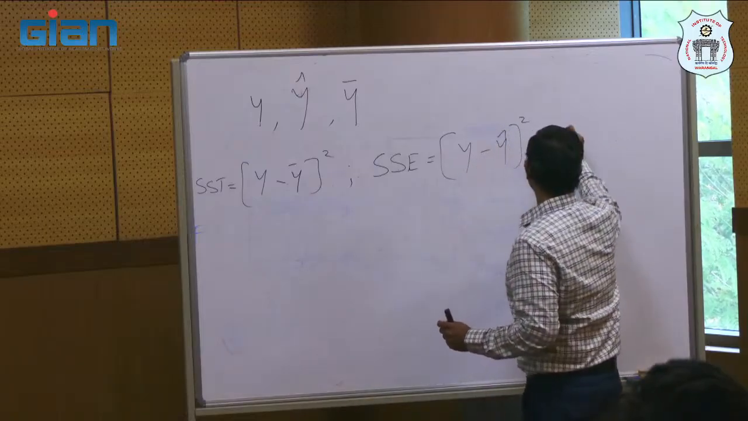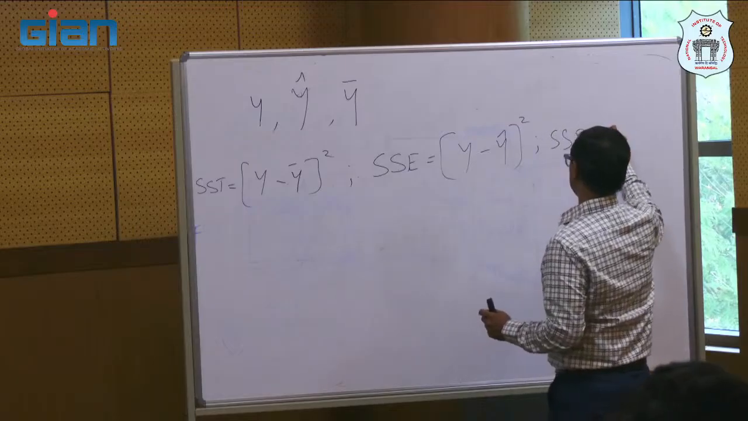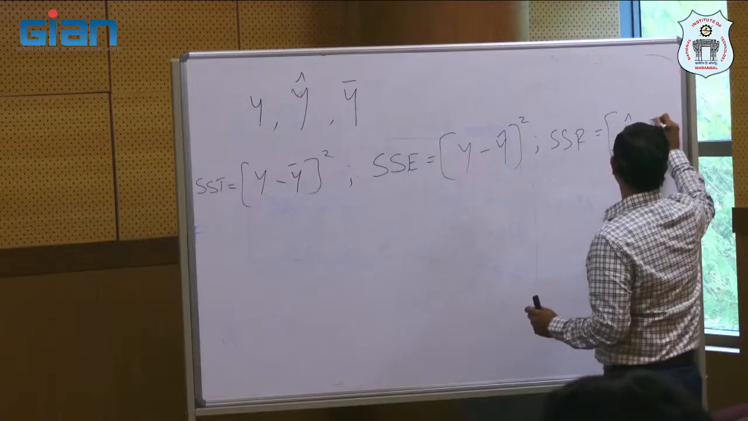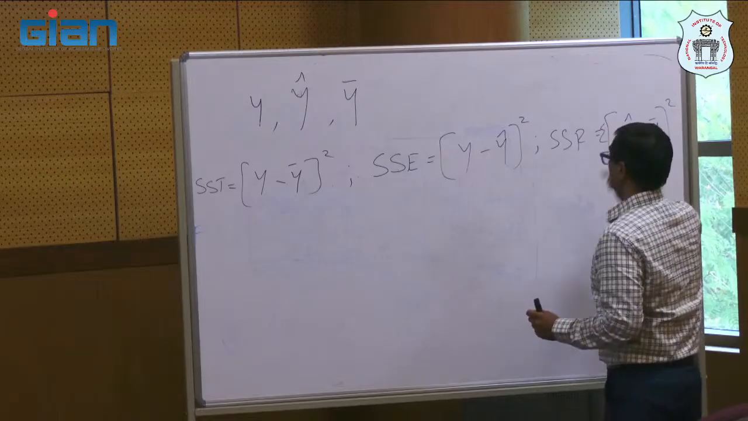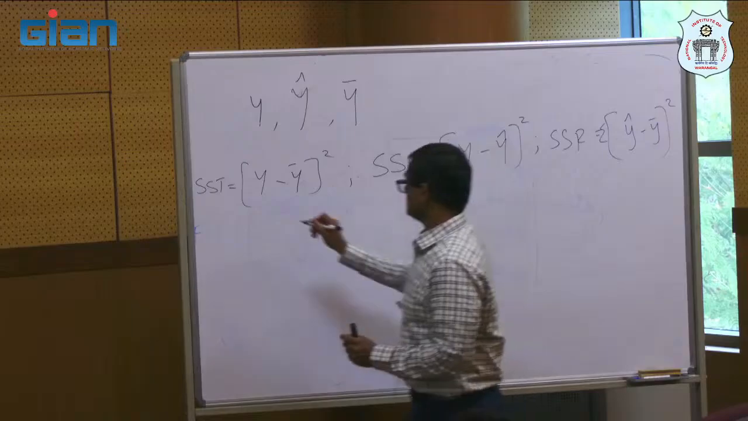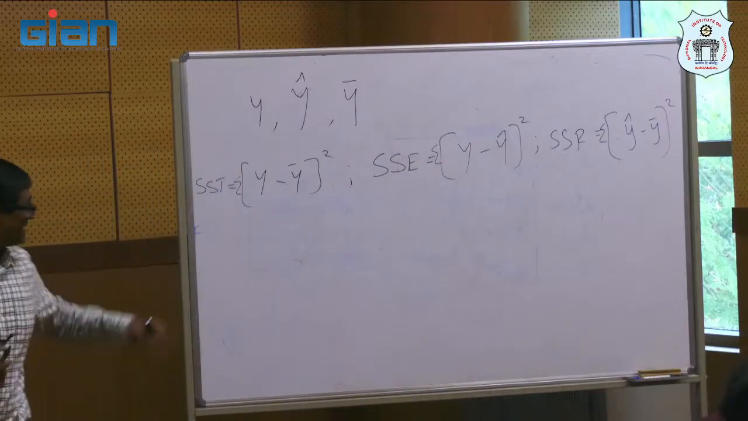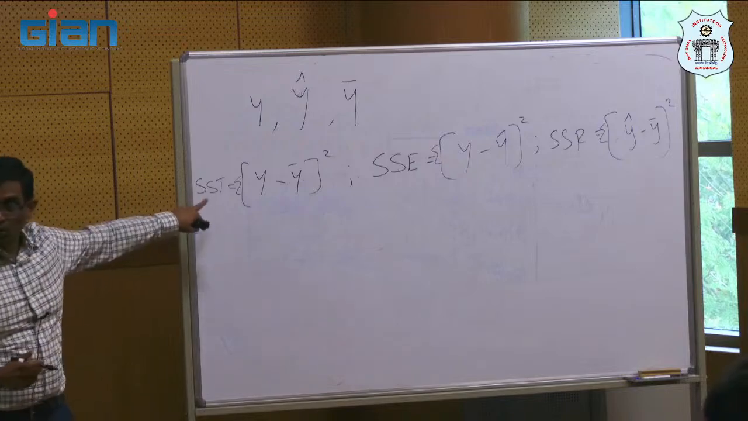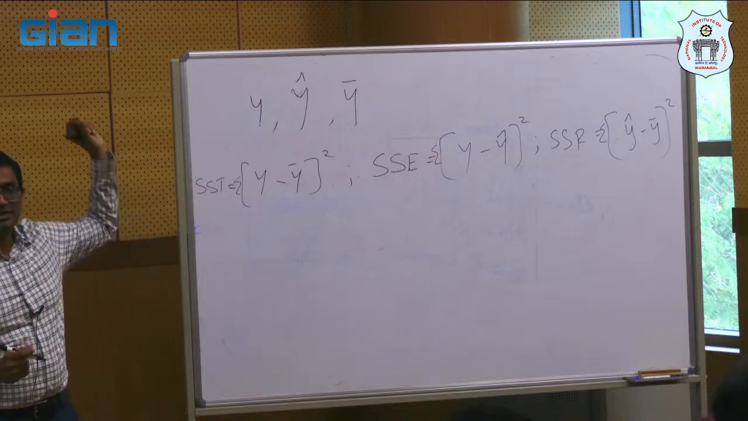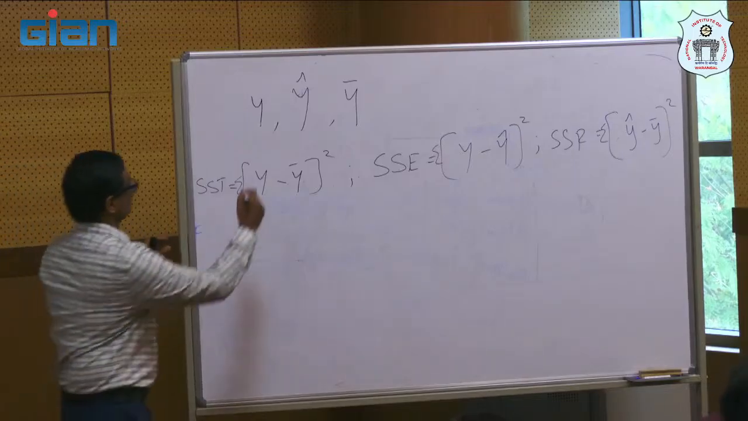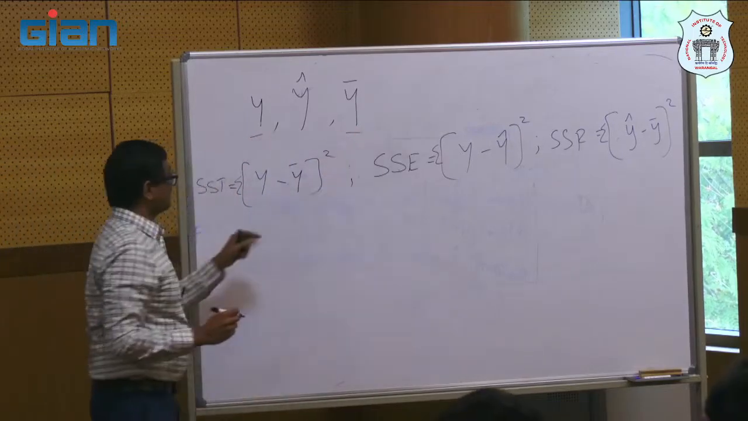And the third one is SSR. Let me write all of these elements. There is summation of all of these. These are summed across. So there are three terms. SST, this is the total error. So it is between observed and the average, so Y and Y bar.